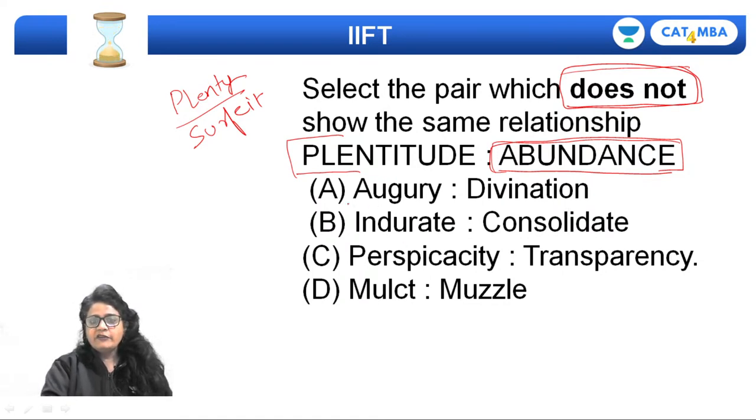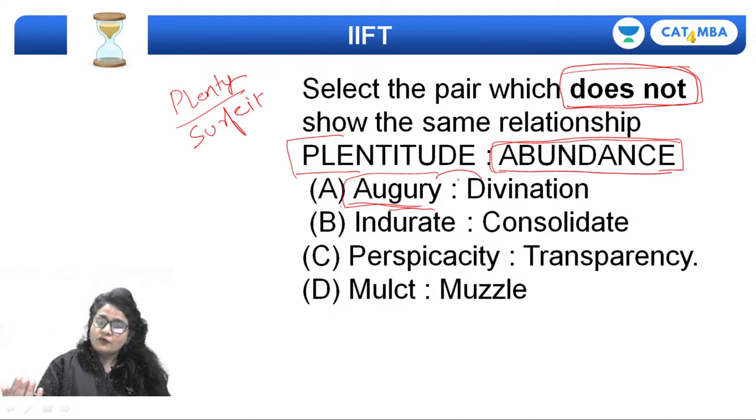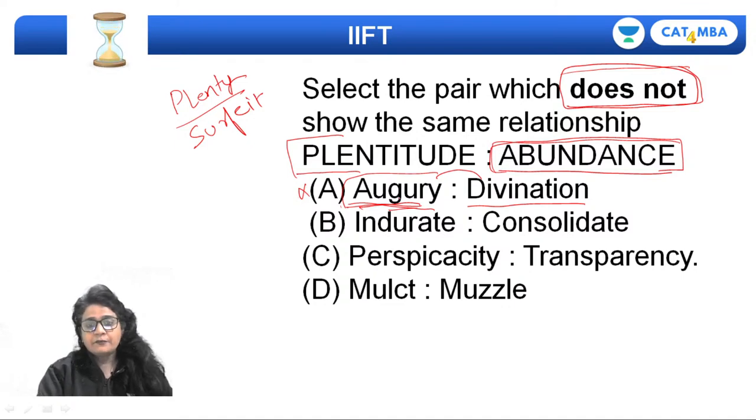Okay? Augury, we discussed augury when we discussed prophecy. The second question, which was based on prophecy, prophecy noun and prophecy verb, I gave you the augury. So augur and augury. Okay? So augury, when you can foretell future, right? So augury is, you know, in a way related to divinity, because when you have some supernatural powers, then only you can foresee future. Then only you can see what lies ahead in future. Augury is always with divination, divinity. So this is not the answer. This is in a way synonymous. Some relationship is there. Indurate is hardened. Jo sediments hote hain, wo dheere dheere hardened ho jate hain. So that is indurate. Same as consolidate, right? Jama hona aur dheere dheere strong ho jana. So that is consolidate.